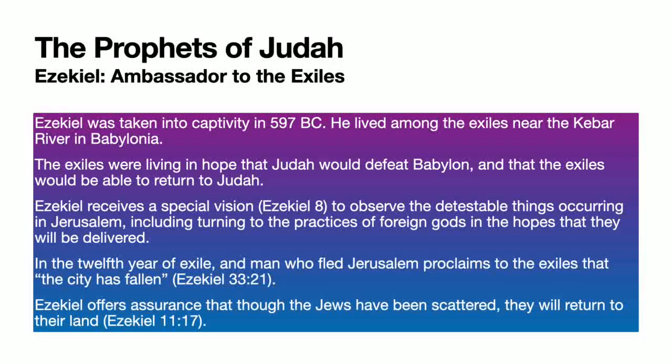In the 12th year of exile, a man who fled Jerusalem proclaims to the exiles that the city has fallen. This is from Ezekiel 33, verse 21, and this dashes all hopes of the captives in Babylonia that they would be able to return to Judah. Well, Ezekiel offers assurance that though the Jews have been scattered, they will return to their land. So there's a promise of restoration in Ezekiel chapter 11, verse 17.